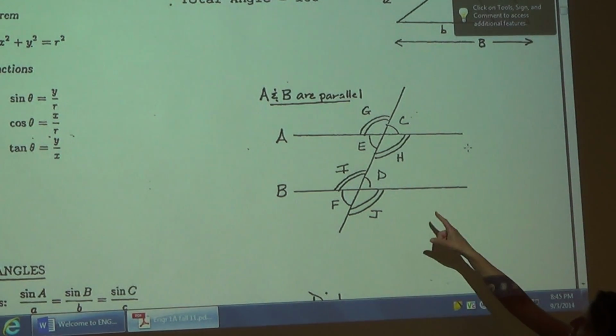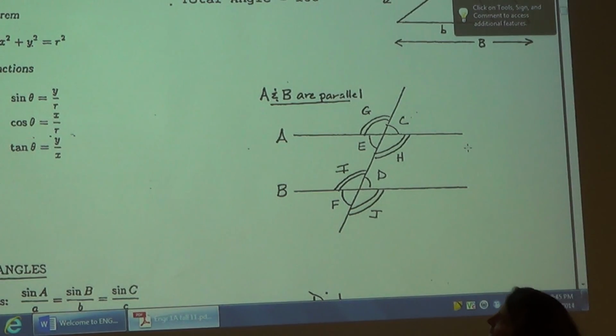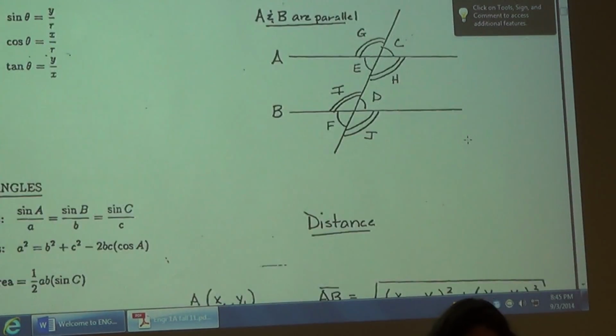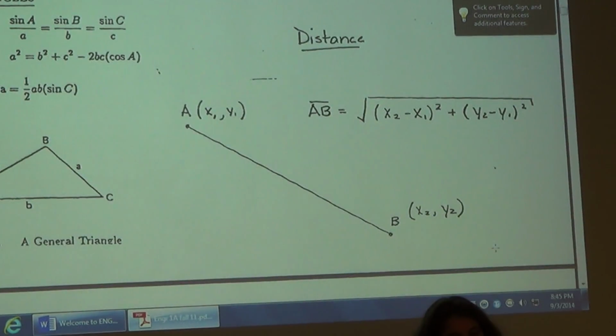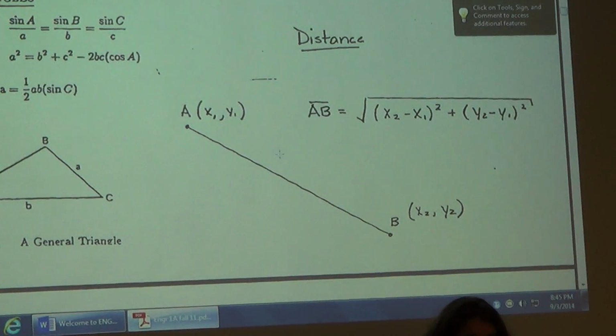And then I and D together form 180, right? Okay, and then the last thing is the distance formula. If you know the coordinates of two different points, and we are going to be dealing with coordinates in surveying, the coordinates we're dealing with are north and east, right?